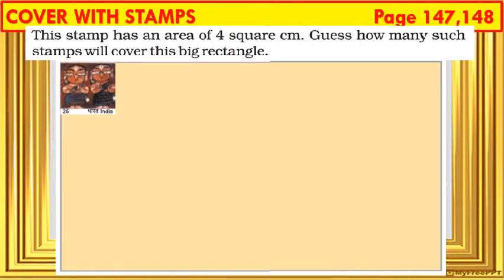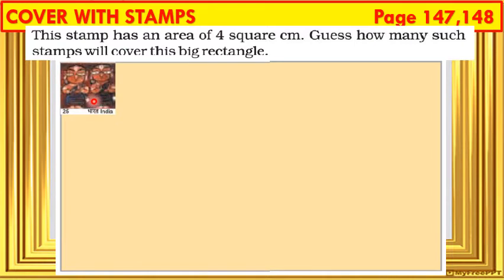Covered with stamps. Children, can you see this yellow rectangle and this stamp? This stamp has an area of 4 square centimeters. That is, 4 green squares can fit on this stamp. 2 green squares on the first line and 2 green squares on the second line. So total 4 green squares can fit on this stamp. So its area is 4 square centimeters.